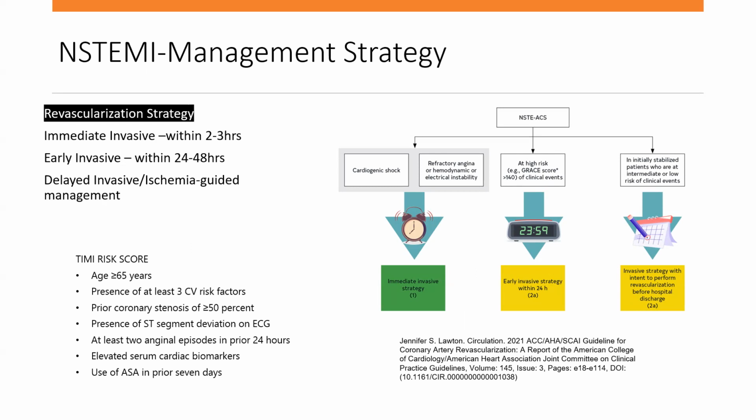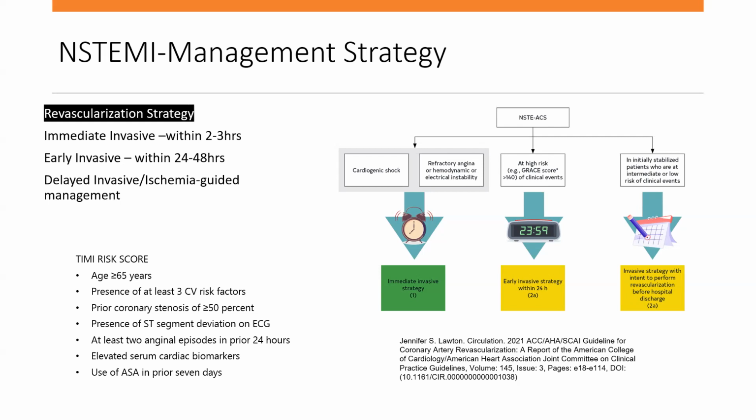Well, if they're having refractory angina, if they have hemodynamic instability, or they're having electrical instability like VT, we want to take them to the cath lab soon, urgently, within 2 hours, 2 to 3 hours. So if it's in the middle of the night at the VA, we don't have a cath lab in the middle of the night, and you're seeing them have VT, they're having troponin elevation, gotta send them out to Harborview.